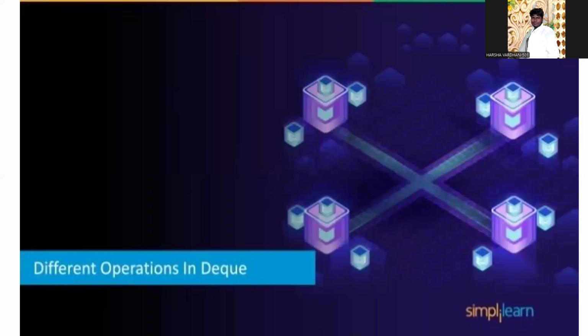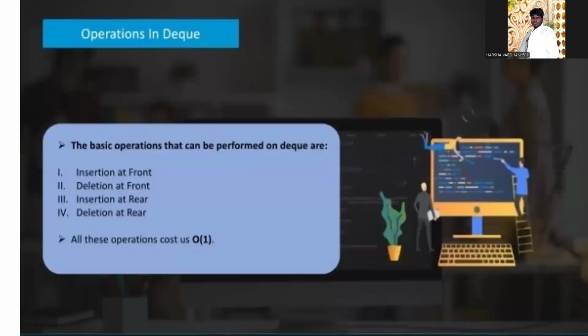Then the operations. These are the basic operations that can be performed on a deque. There are mainly four types of operations. Insertion at front means inserting an element at the front of the deque. Deletion at front means deleting an element at the front of the deque. Insertion at rear means inserting an element at the rear position, the other end of the deque. Deletion at rear means deleting an element at the rear position, the other end of the deque.